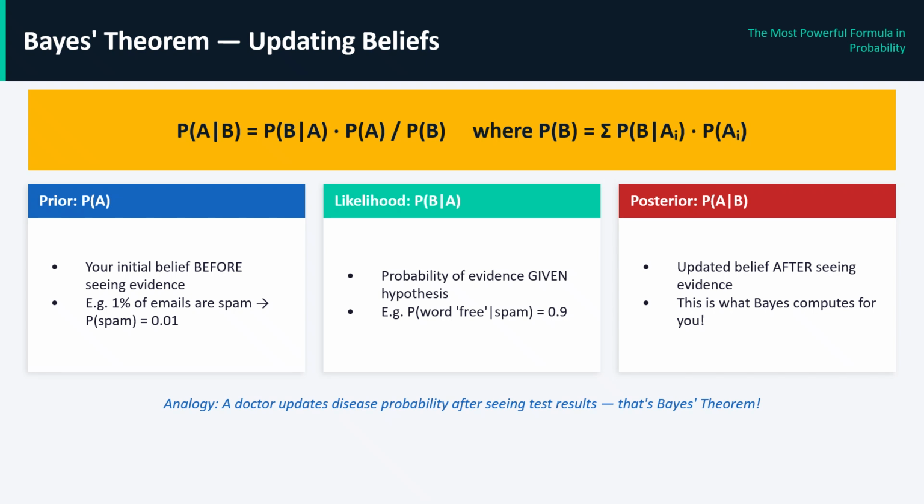Okay. Likelihood, probability of B given A, probability of evidence given hypothesis. Example, probability of the word free given the mail is spam will be 0.9. Now, posterior probability. Posterior probability is updating the belief after seeing the evidence. This is what Bayesian computation does. Analogy: a doctor updates disease probability after seeing test results. That is Bayes theorem.